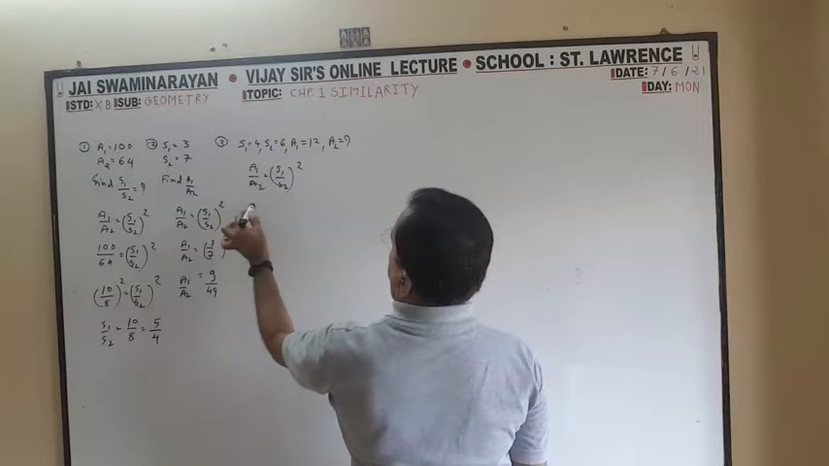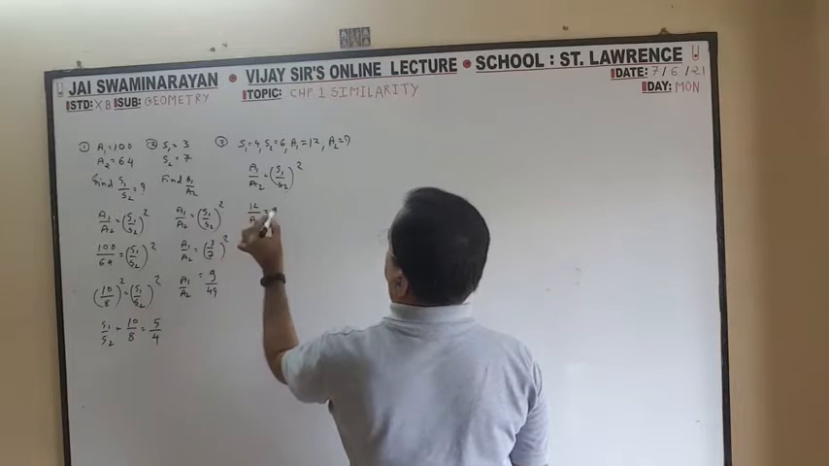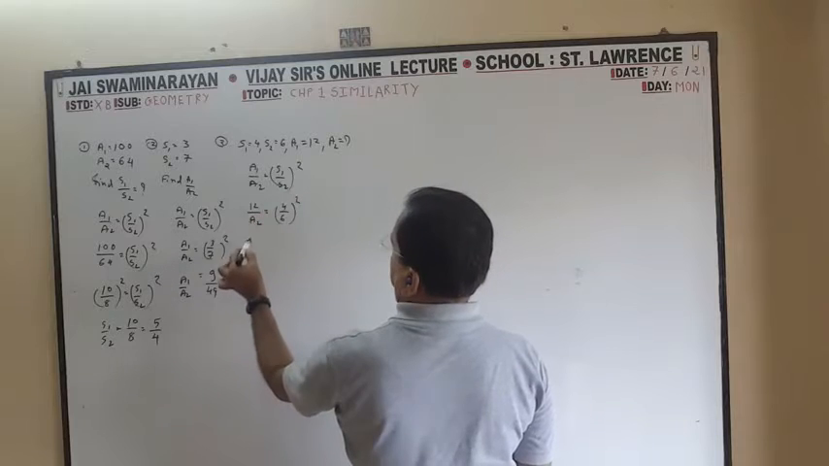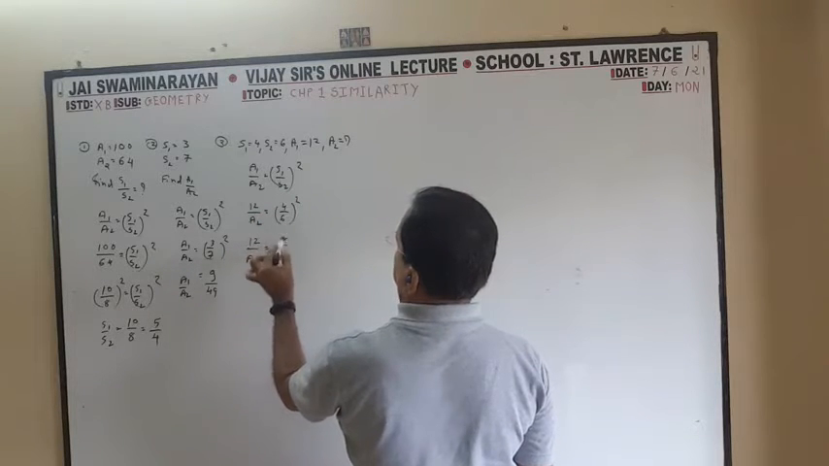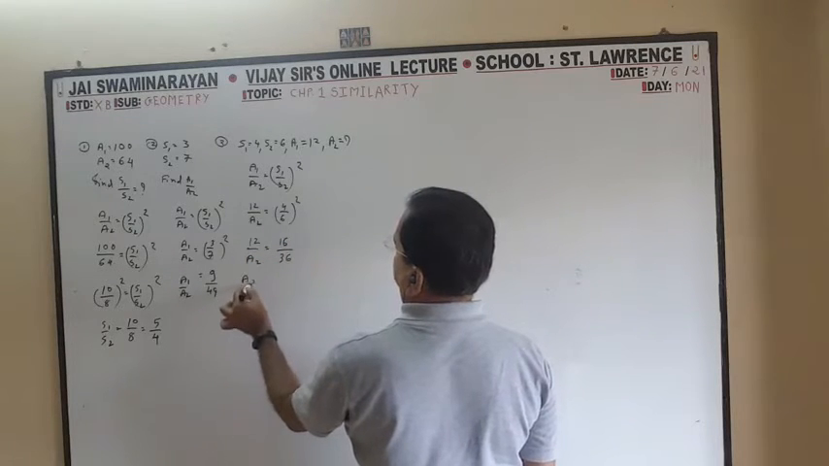So area 1 is 12, area 2, for example, A2, just write A2, don't write X. 4, 6 square, 12, A2, 4 4s are 16, 6 6s are 36.